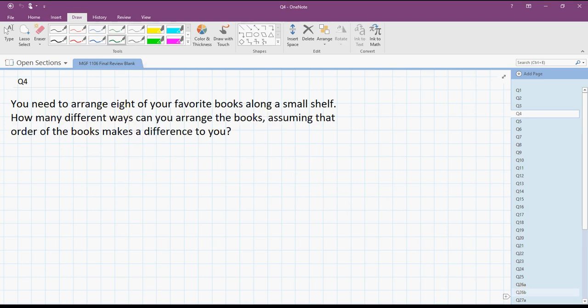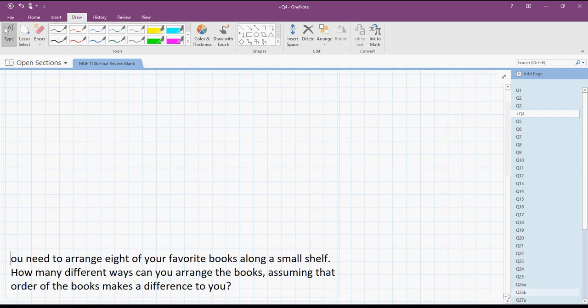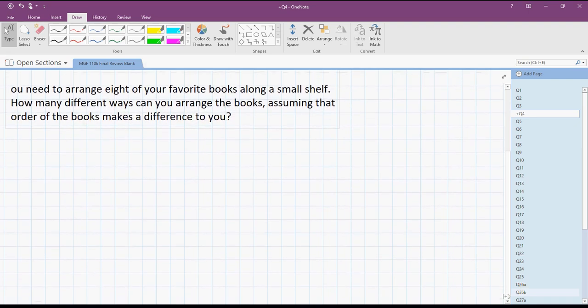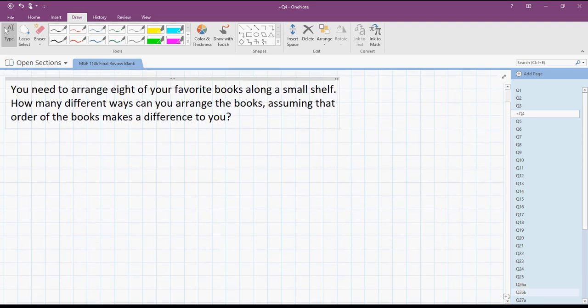So question 4. It says you need to arrange 8 of your favorite books along a small shelf. How many different ways can you arrange the books, assuming that order of the books makes a difference to you? So what are we talking about here?